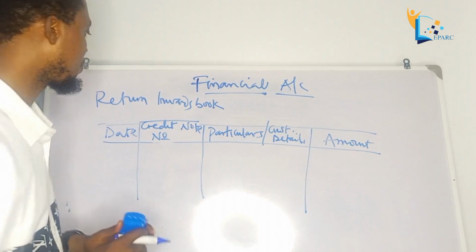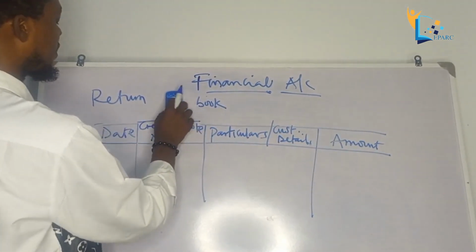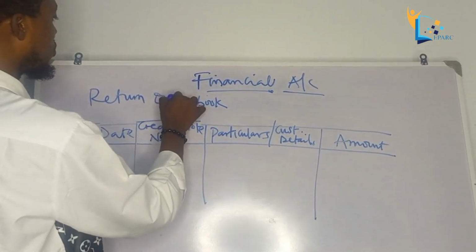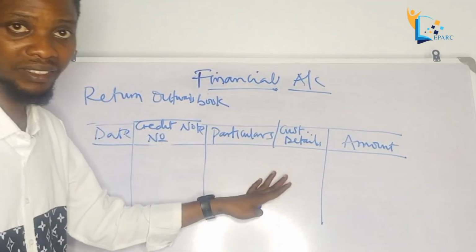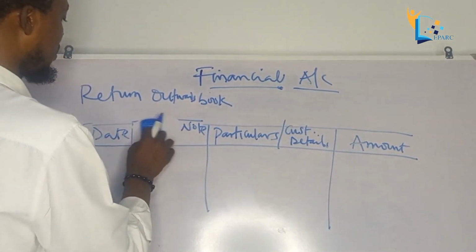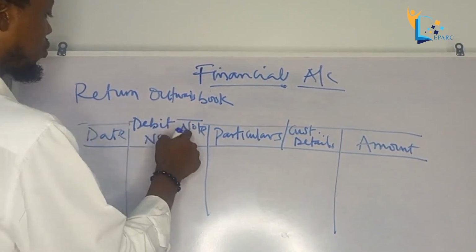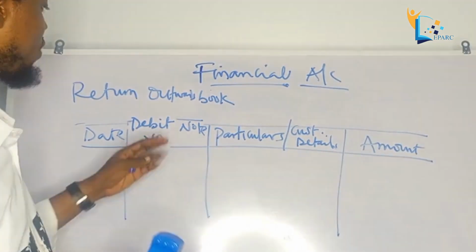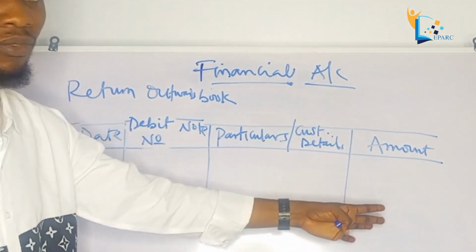The same format. Then for the return outward book, we have the same format, but the difference here is that we have the debit notes number. We have the debit notes number, the particulars, and the amount, the same format.